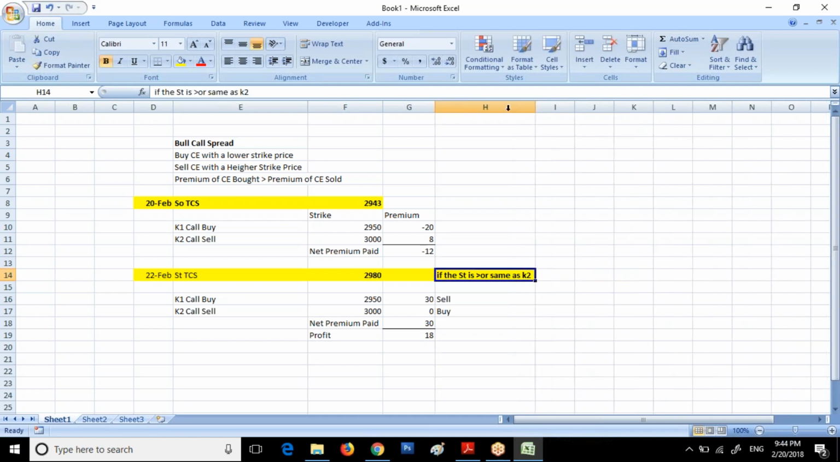So which means if this is 3,000, the payoff will be 50. That means 3,000 minus K2 minus K1, the difference is 50. The same thing will be your payoff.